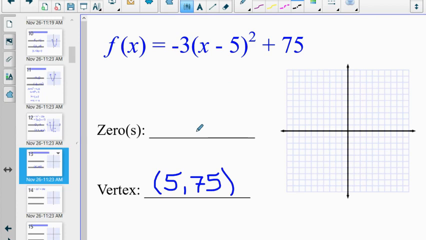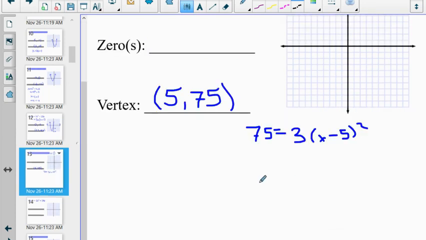My zeros, I'm going to find the same way I did that other problem. I'm going to set this equal to 0. If I set that equal to 0, I'm going to subtract this term over to the left side and then go down here for the algebra. So 75 equals 3 times x minus 5 squared. Divide both sides by 3 to get 25 equals x minus 5 squared.